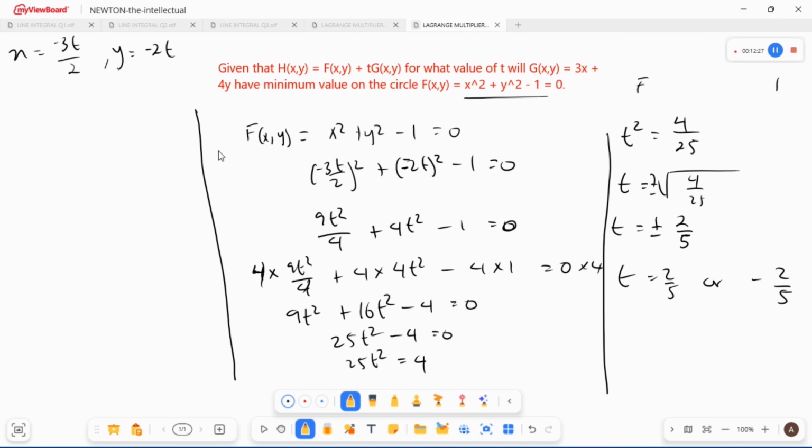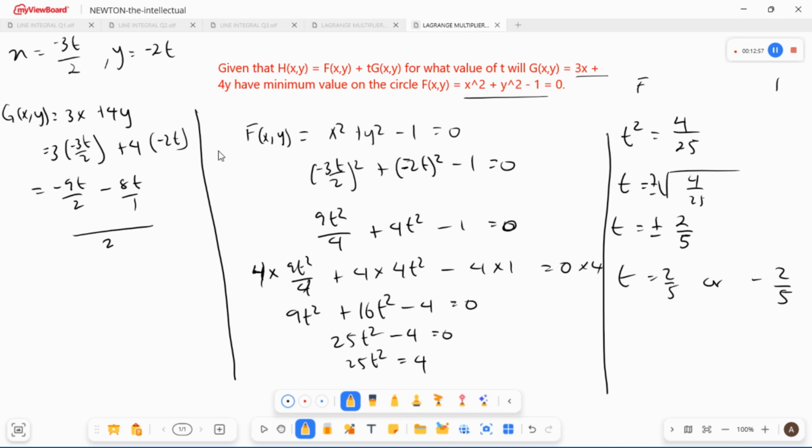Now, how do we do this? We do this by putting it back into g of x, y, right? We put it back here. So we have g of x, y equal to 3x plus 4y. Now we're going to put the value of x, which is minus 3t over 2. We have 3 times minus 3t over 2 plus 4 times minus 2t. So here we have minus 9t over 2, then we have minus 8t over 1, and then when we combine this, we have minus 9t minus 16t, which is equal to minus 25t over 2.